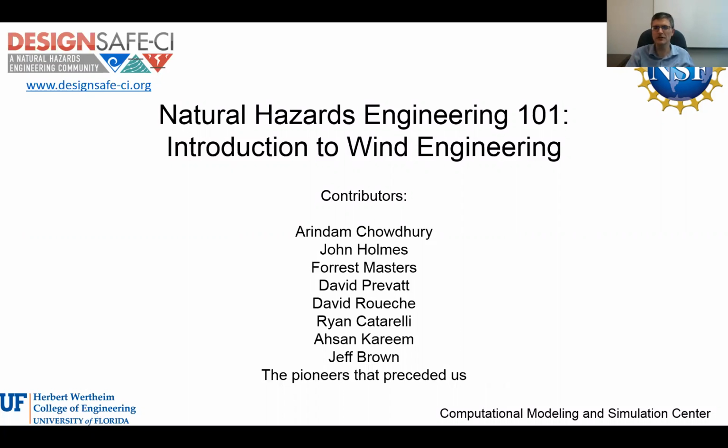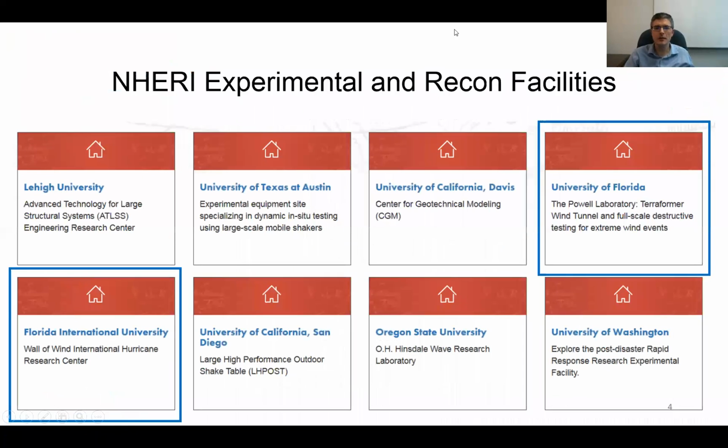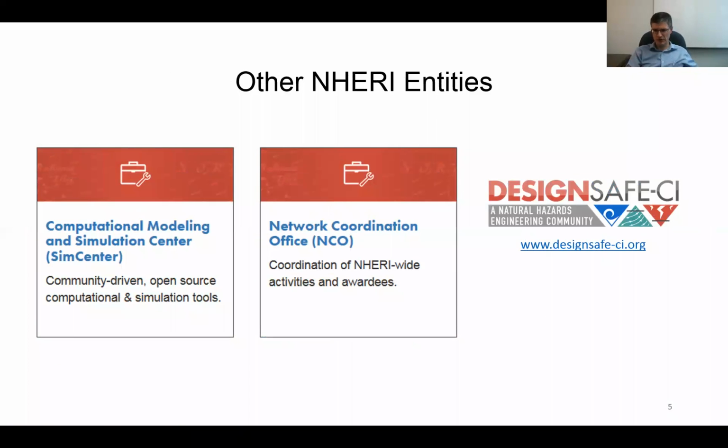We're greatly appreciative of that. I wanted to begin with just a quick view of, some of you may or may not be aware of, the number of different experimental facilities available through the NSF NHERI program. The two that I'll be focusing on, or the material I'll be covering today, are most appropriate for the ones with the blue box around them at the University of Florida and Florida International, who both have wind hazard facilities. Other NHERI entities include the Computational Modeling and Simulation Center, the Network Coordinating Office, and the Cyber Infrastructure Group, which produces the DesignSafe website, which has been sending you the notifications.